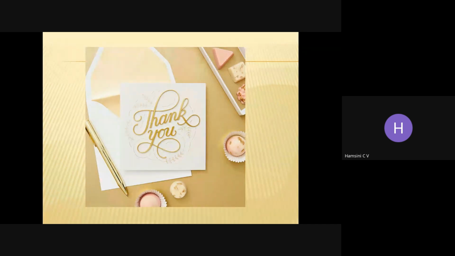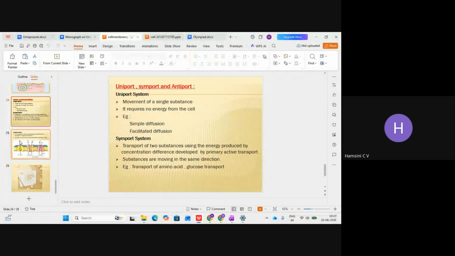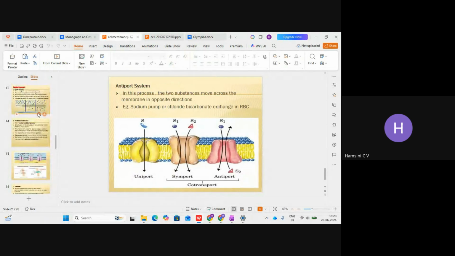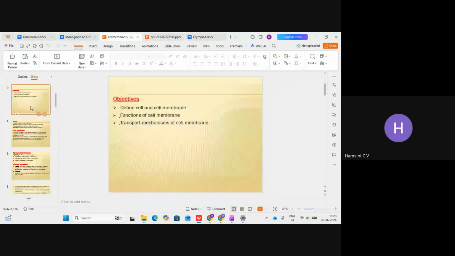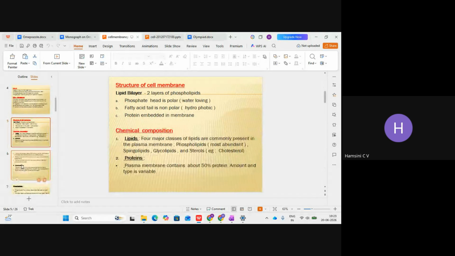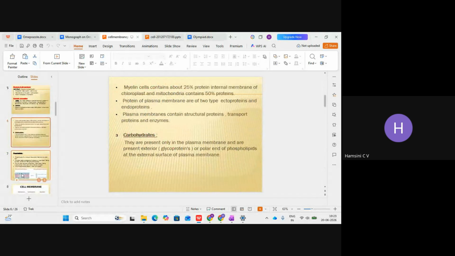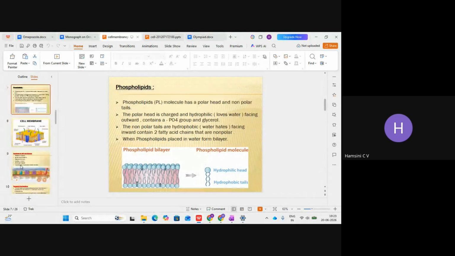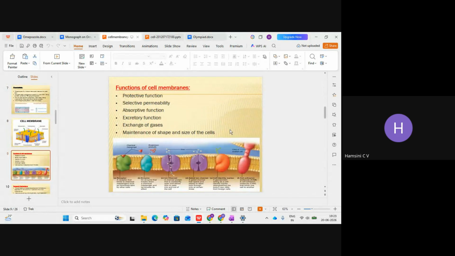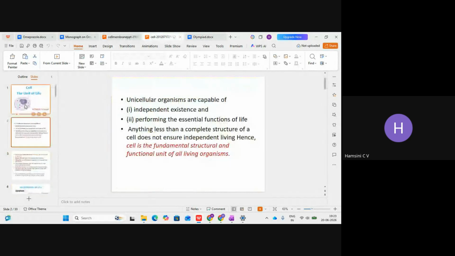So now we have finished with various types of transport. See, this is one of the major functions of the plasma membrane, that is the transport of molecules. All these are the functions of the plasma membrane, in which transport is very, very important. Now we will move into the next one. We have finished with all these, so I will be moving forward.